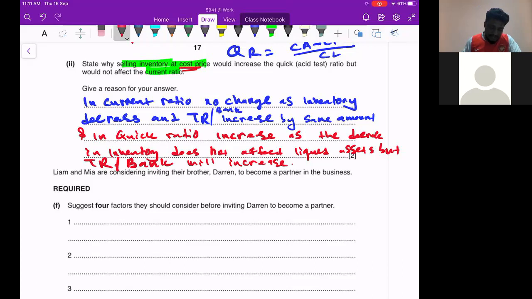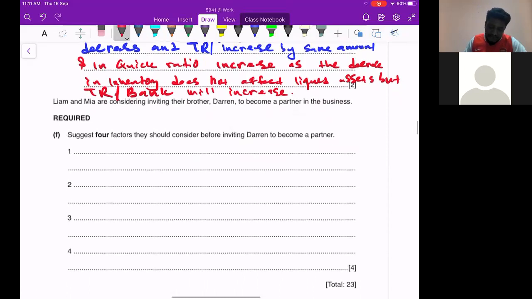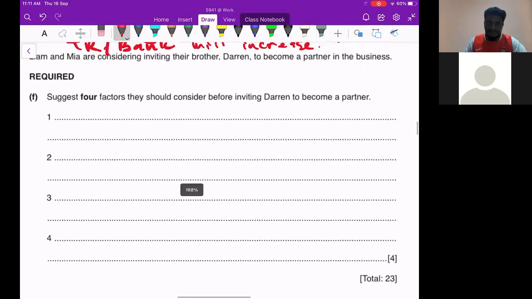Okay, next one. Liam and Mia are considering inviting their brother, Darren, to become a partner in the business. Okay, there's a new partner. They want to invite a new partner. Suggest 4 factors they should consider before inviting Darren to become a partner. So what are the 4 things that you need to decide?